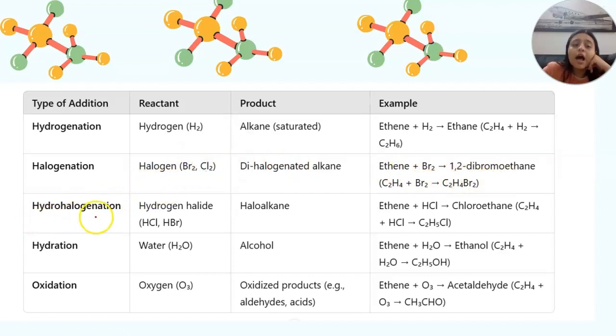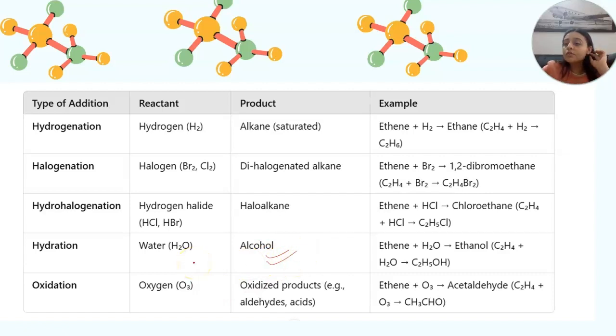And when we talk about hydrohalogenation, it means you're getting the halogen plus hydrogen with it. Okay, so that is known as hydrohalogenation. It can also be possible due to addition reactions only. When we talk about hydration, it's the addition of what? Water, and it will give out what?